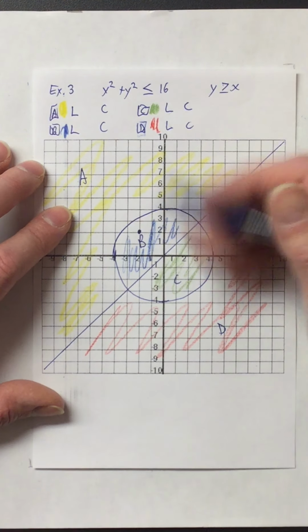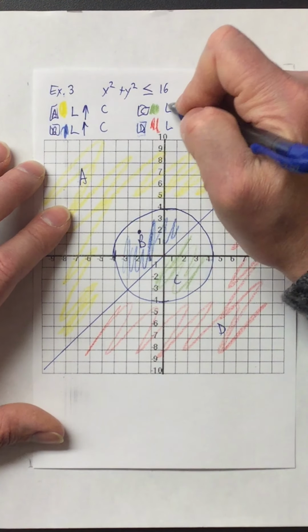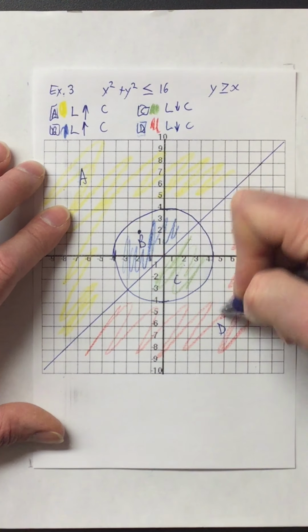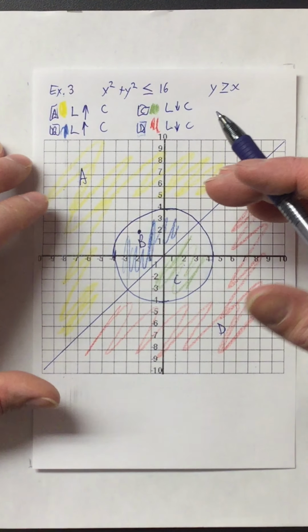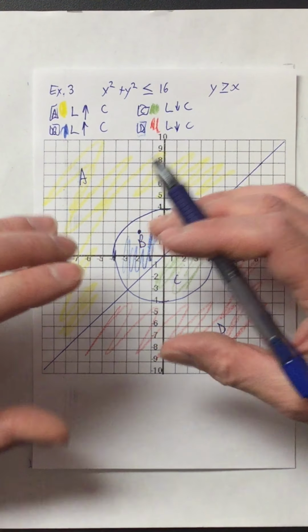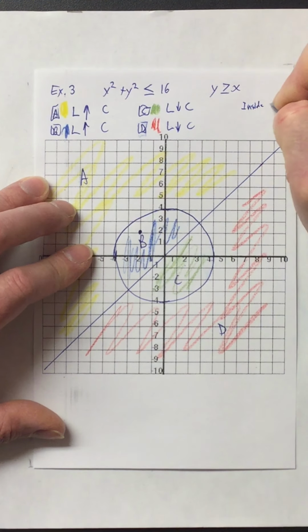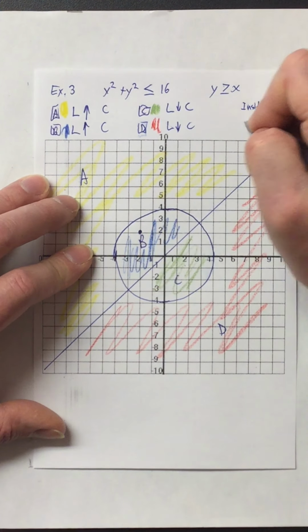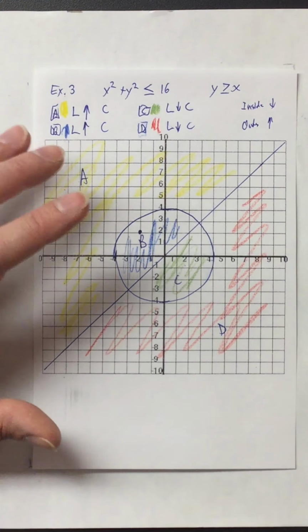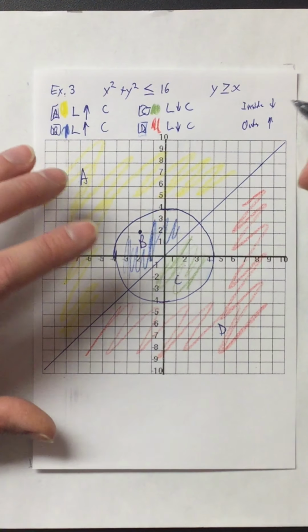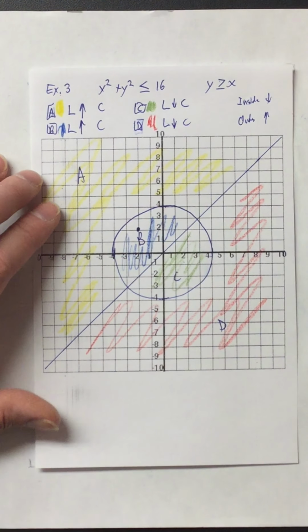Section A and B are both above the linear line, and you can see C and D are both below this linear line. And then on a circle, we have an inside and an outside. So inside is below and outside is above or greater. Think of it as up going greater, and inside is less than or restricted.